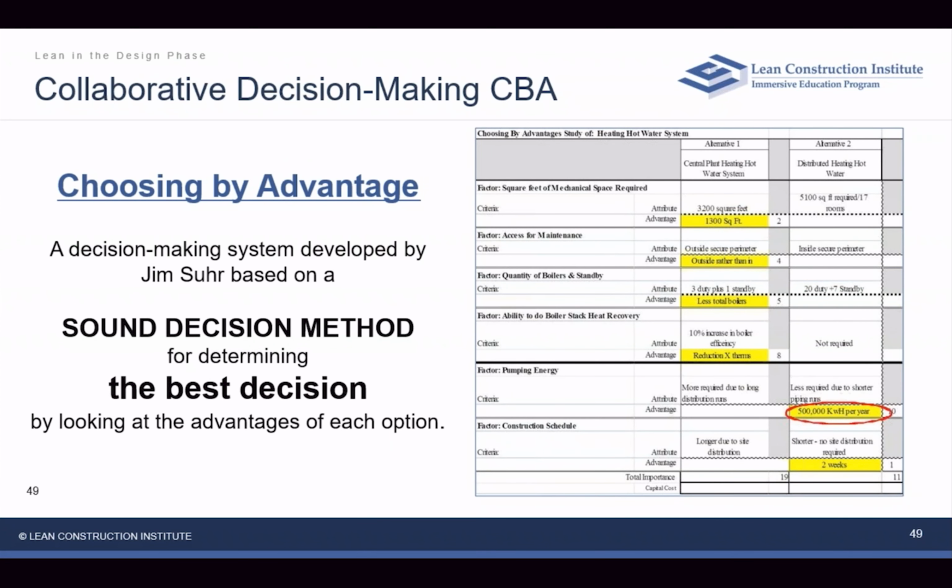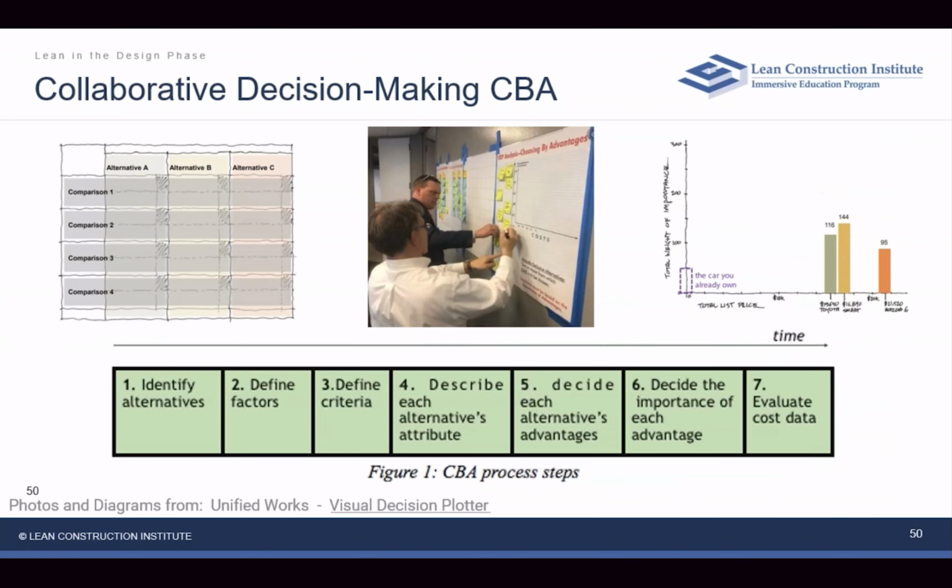So choosing by advantages is taking this and approaching this problem in a sound decision way. Jim Sewer is the original developer of this method. And what we're doing is we're looking at the advantages of each option. So right here is a spreadsheet that was created originally, but if anybody Googles Jim Sewer and choosing by advantage, you'll find out more information. This is a way that we're comparing these advantages and these alternates. Now, let me break this down a little bit.